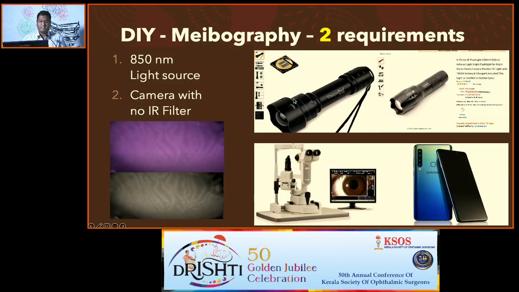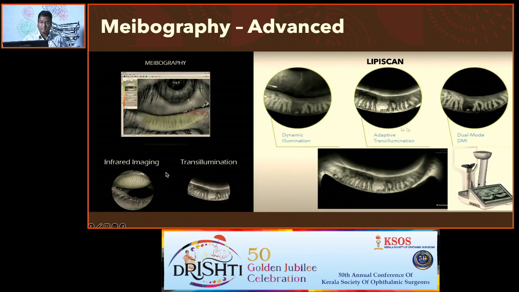The DIY thing is the 850 nanometer light source that is available on Amazon. You can order it for around 7,000 rupees. And once you have a mobile phone camera that has no IR filter, you can also identify the meibomian glands, which look like this.